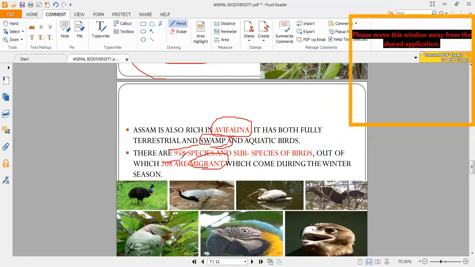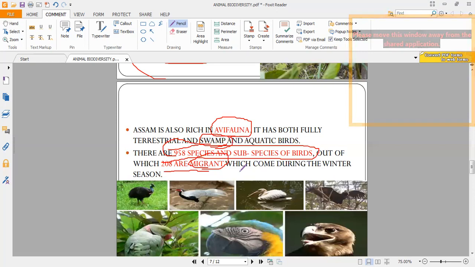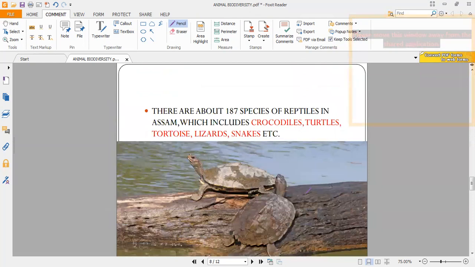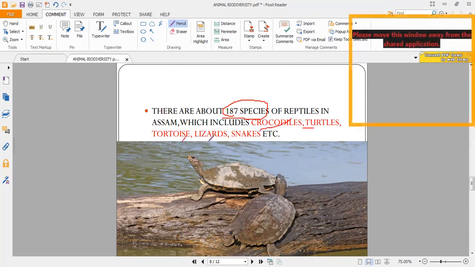And overall, we can find in Assam around 958 species and subspecies of birds. These are varieties of birds we can see in the state of Assam, out of which around 208 are migrants. They come to the state during winter seasons, mostly for breeding purposes and in search of resources. Then again, when we talk about reptiles, we have around 187 reptiles, represented by crocodiles, turtles, tortoises, lizards, and snakes.